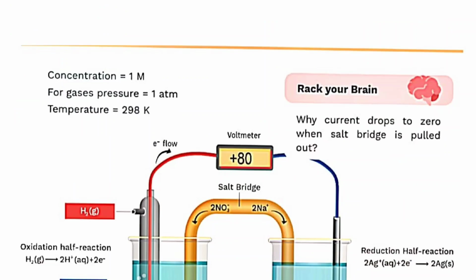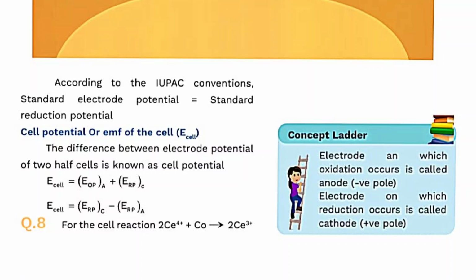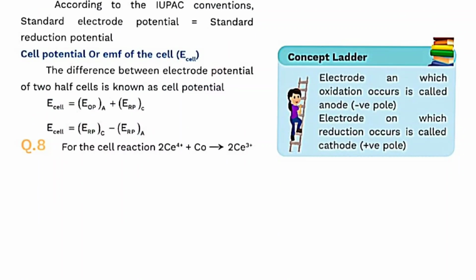Another term: what does cell potential or EMF of a cell mean? It means the potential difference, of course in voltage. The potential difference between two electrodes in an electrochemical cell is called cell potential. It is also known as EMF, that is electromotive force. It measures the cell's ability to drive electric current. It is calculated with a mathematical expression: cell potential equals cathode potential minus anode potential. Cell potential is the voltage difference between two electrodes, determining the cell's ability to generate electricity.